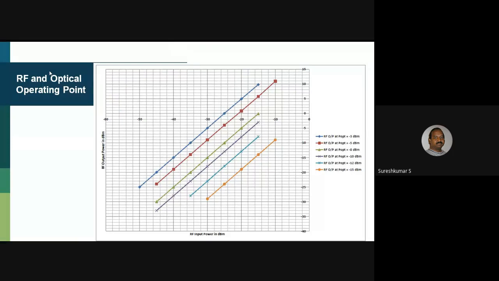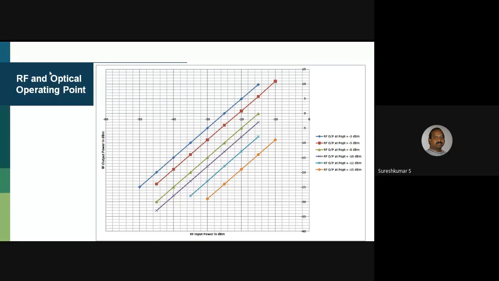Now coming back to the dynamic range. In optical fiber, the dynamic range is of two types: the optical dynamic range and the optical RF dynamic range. I have plotted here a curve for minus 3 dBm input to minus 15 dBm input. You can see the red or brown colored curve, the second curve, is for minus 5 dBm, and the x-axis shows the input RF power and the y-axis shows the output RF power. You can see that the curve is linear from minus 45 dBm input power to minus 10 dBm.